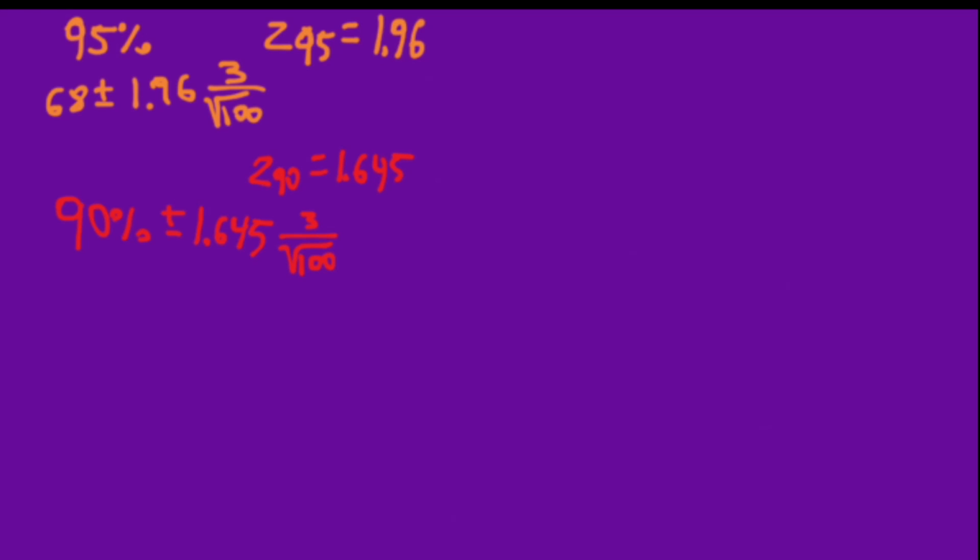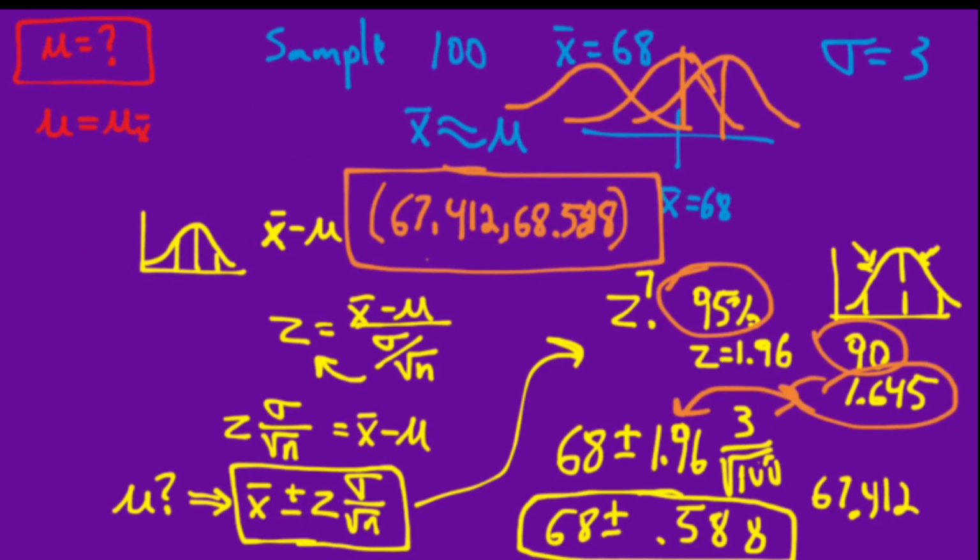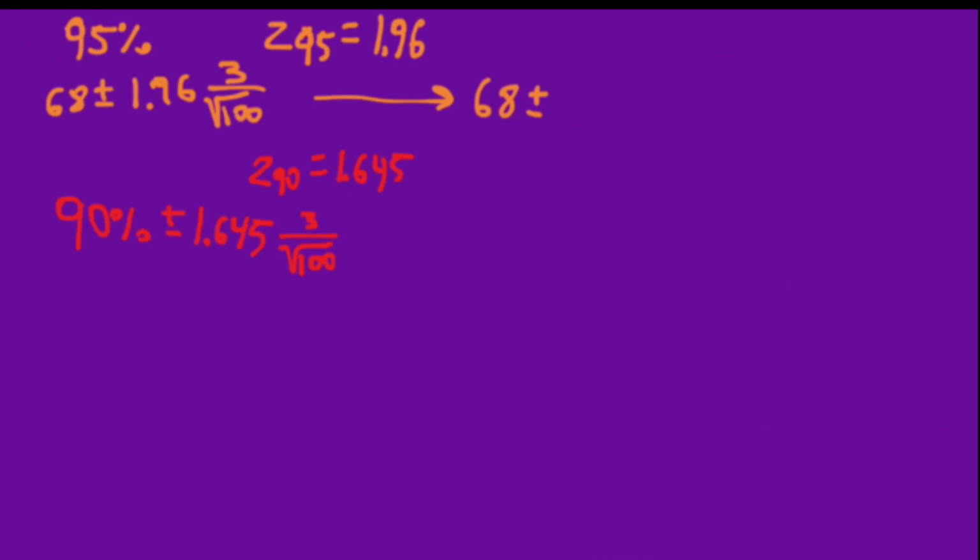I guess we didn't quite finish this. This became 68 plus or minus, let me just look back and see what we said it was, 0.588. Okay, and so in the 90% confidence interval, this becomes 68 plus or minus. Now, what do we assume this is going to be?